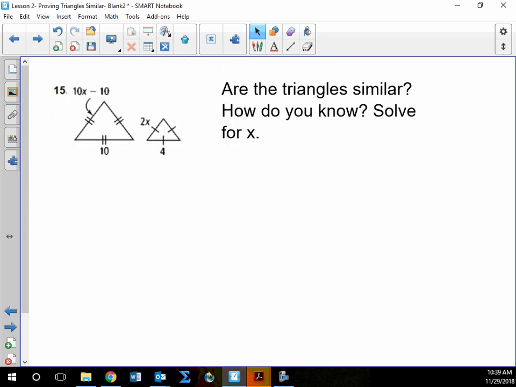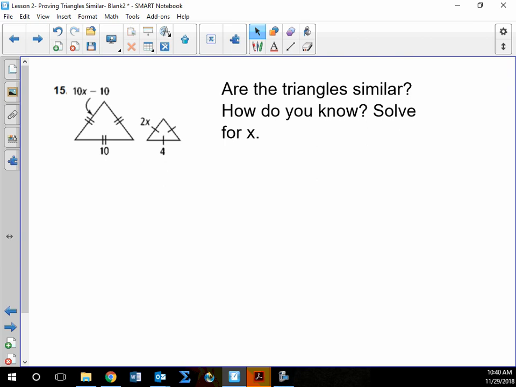How do you know, and solve for x. Do you guys think the triangles are similar? All right, what method could we use? Side, side, side? Angle, angle? We could actually use all three. Oh, that's right. Yes, we could use all three.